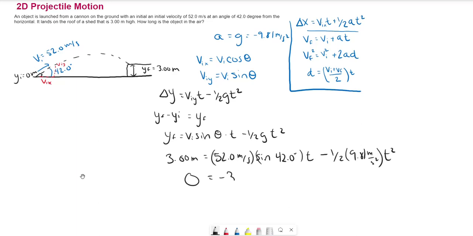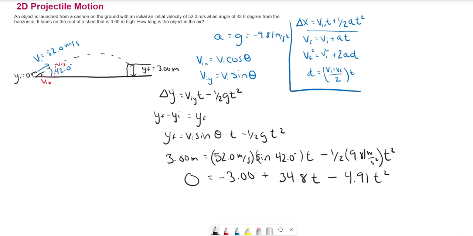So minus 3 meters. And I'm also, just for simplicity, leaving the units off, another thing I don't normally do, but we need to look at this as a particular type of equation. So for now, I am just going to leave the units off of here. And then we have, multiplying 52 by the sine of 42 degrees, we get 34.8 t. And then we have minus, so 1/2 times 9.81 is 4.91 t squared. So here we have a quadratic equation.